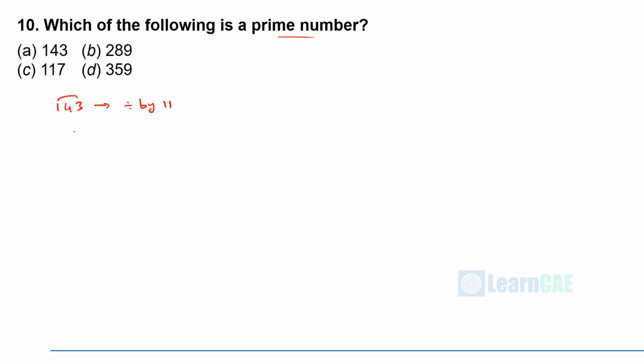Okay. Next we shall take 289. So this is equal to 17 square, which is well known. Therefore it is not option B. Next is 117. This cannot be divided by 2. Next we shall check with 3. So 7 plus 2 is equal to 9. So this is divisible by 3. So the left out option is option D, 359. So this is the prime number.